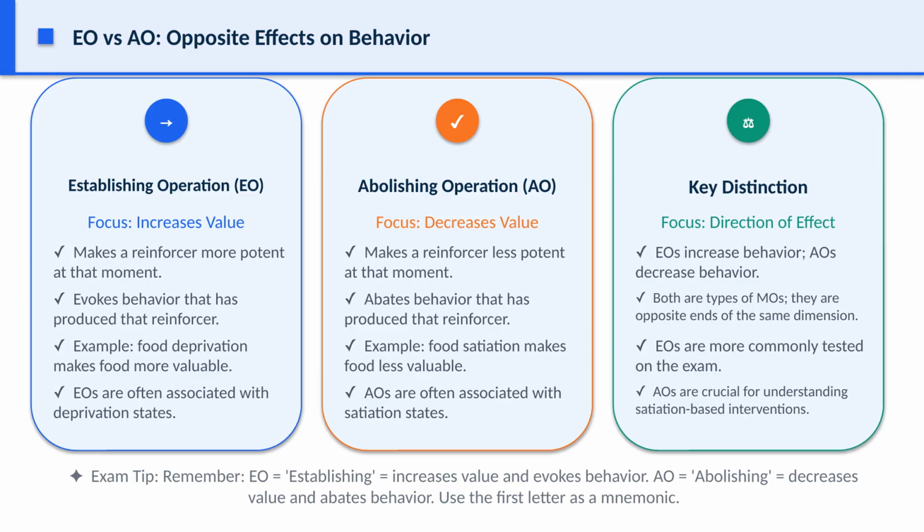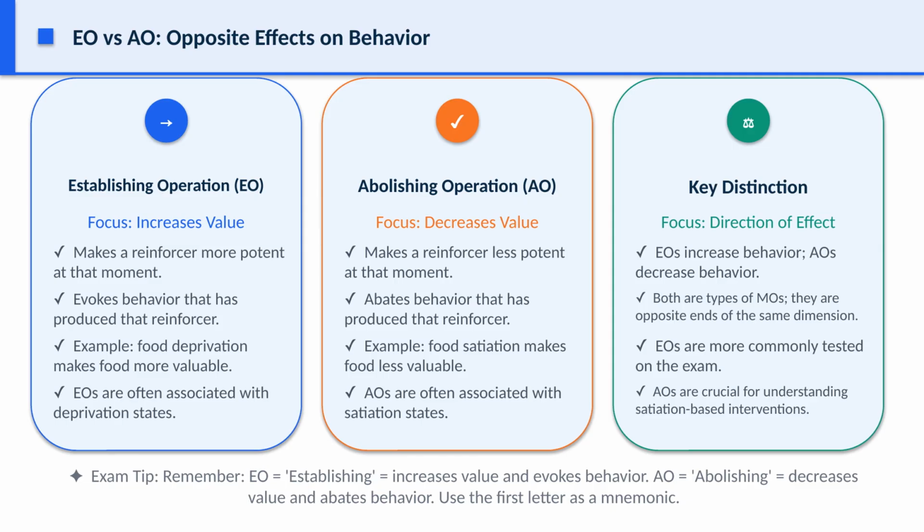Now let's clarify the critical distinction between establishing operations and abolishing operations, because understanding their opposite effects is essential for the BCBA exam. An establishing operation, or EO, makes a reinforcer more potent at that moment and evokes behavior that has previously produced that reinforcer. For example, food deprivation increases the value of food, so you're more likely to engage in behaviors that get you food. In contrast, an abolishing operation, or AO, makes a reinforcer less potent and abates behavior that has produced it. Food satiation after a large meal makes food less valuable, so you're less likely to seek it.